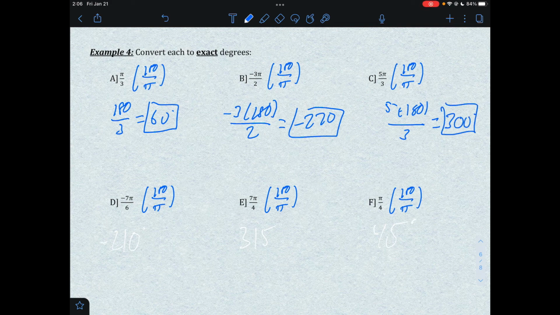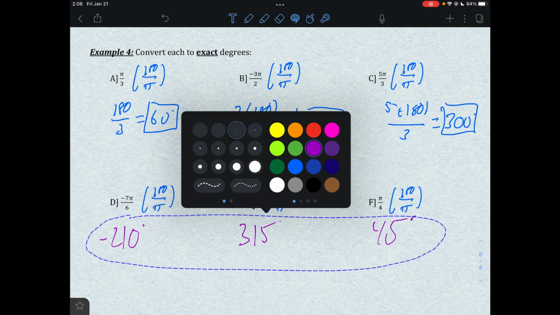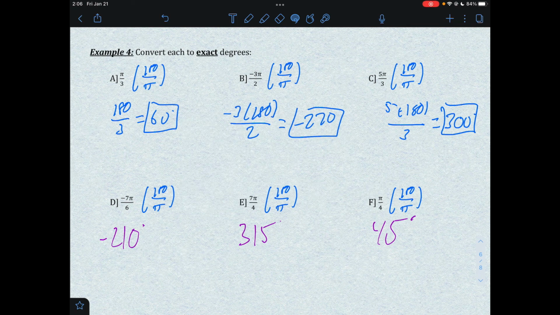Once again, pause the video at this point, try D, E, and F on your own, and come back and check when you're ready. There's your answers for D, E, and F.